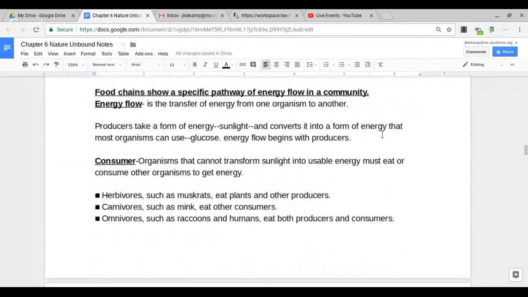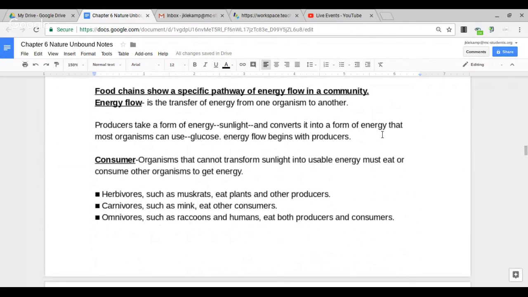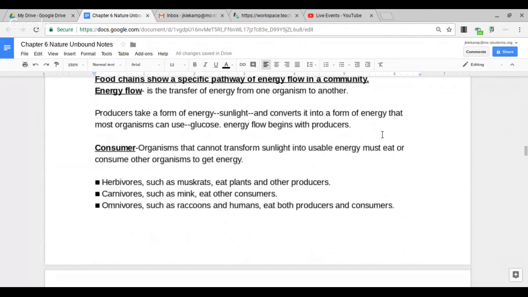Food chains are the next thing, which show a specific pathway of energy flow in a community. Energy flow is that transfer of energy from one organism to another. So how do we move the energy and transform it for the needs of the next organism, basically, is what we're looking at. Again, producers are that specialized brand of organism that can take sunlight, convert it into a form of energy that most organisms will use, that glucose, and that's where the energy flow begins.